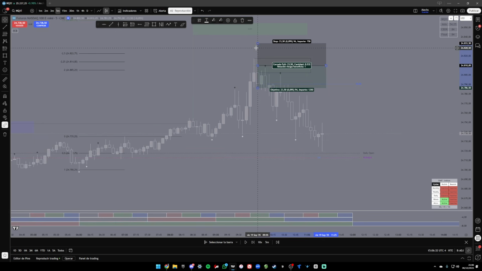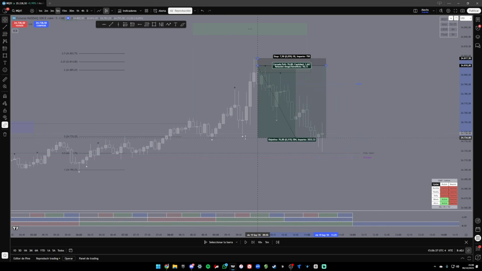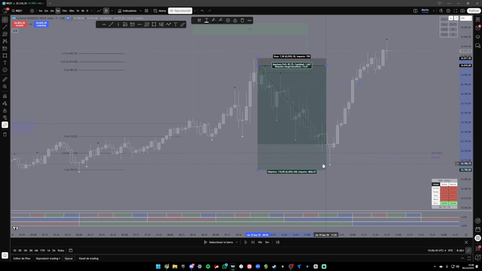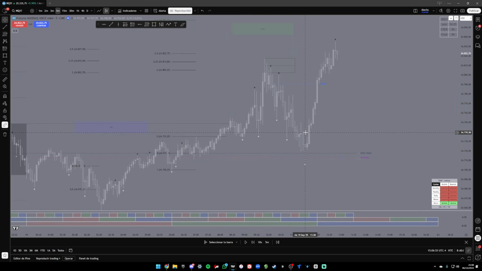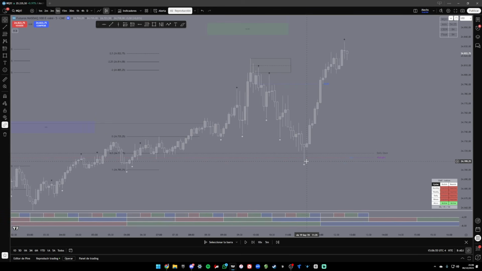enter at the rejection block, stop loss at the high, target accumulation lows, or you can also target this, but I don't know if price will hit it. No, we probably have an SMT here, but yeah, you can target midnight as well. Target whatever you want. Be smart with your targets as well.